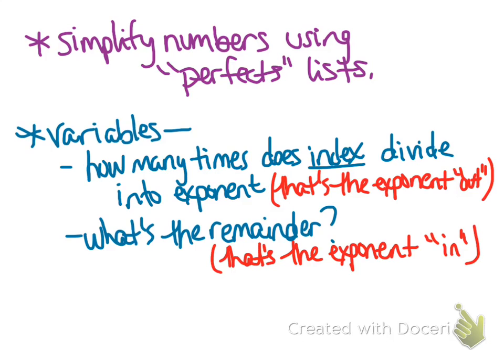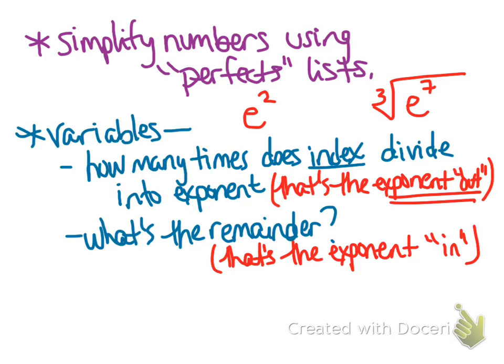If you hadn't noticed yet, simplifying the numbers, you're going to have to use your prefix lists. And then the variables, you're going to ask yourself, how many times does the index divide into the exponent? And so if I were to have, for example, the cubed root of e to the 7th, 3 divides into 7 twice. So I would have an e squared that comes out. That would be what I mean by the exponent out.